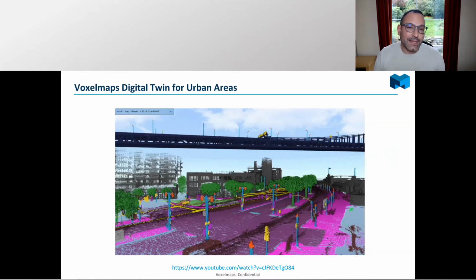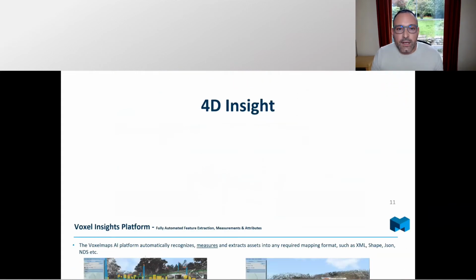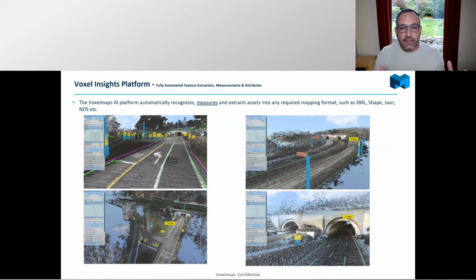But we have the ability to train the system to recognize anything else that a customer might require, both outdoors and indoors. So around that, this is the bit where we really engage with the artificial intelligence. It's a platform we built called Voxel Insights. We take the voxel data, and when we apply the artificial intelligence, it gives us the insights.